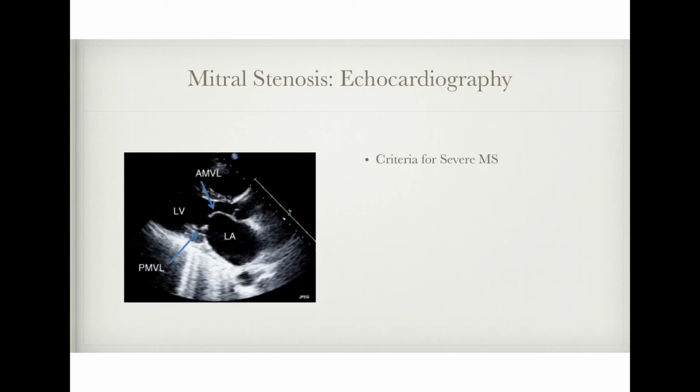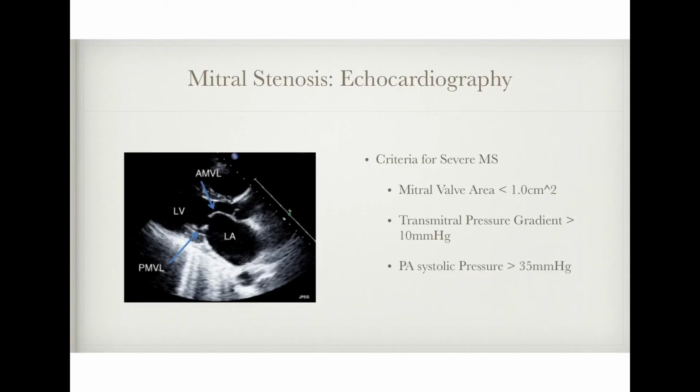There are echocardiographic criteria for mitral stenosis, although they're less important in clinical practice. For reference, there are a low mitral valve area, less than 1 centimeter squared, a large transmitral pressure gradient, greater than 10 millimeters of mercury, elevated PA systolic pressure, and a high pressure half time. In this case, a high pressure half time is worse because it's suggesting that it's taking longer for pressures to equalize as a result of the narrowing of the valve.